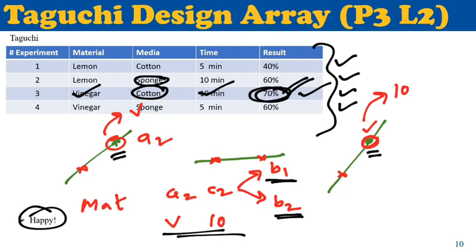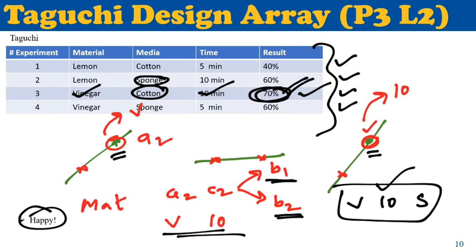For example, if somehow we ended up having vinegar 10 minutes for sponge as the best result. Now we see we have not run this test here. We ran vinegar 10 minutes for cotton, but we did not run a test for vinegar 10 minutes sponge. So what should we do?